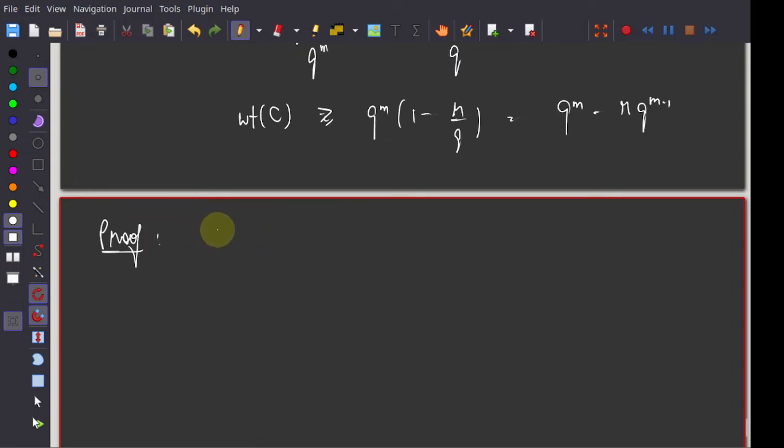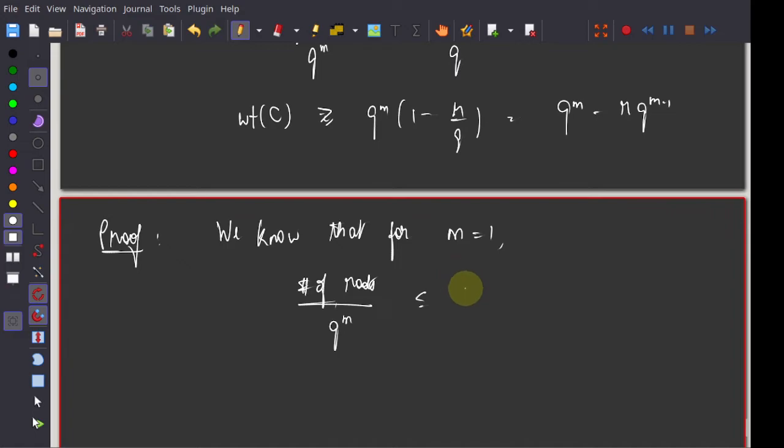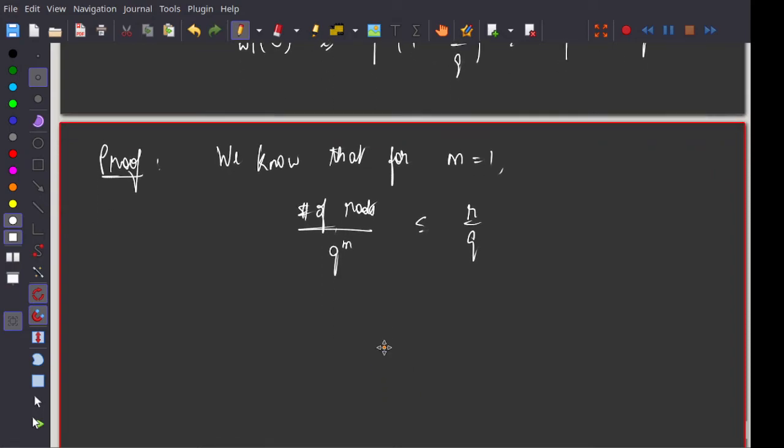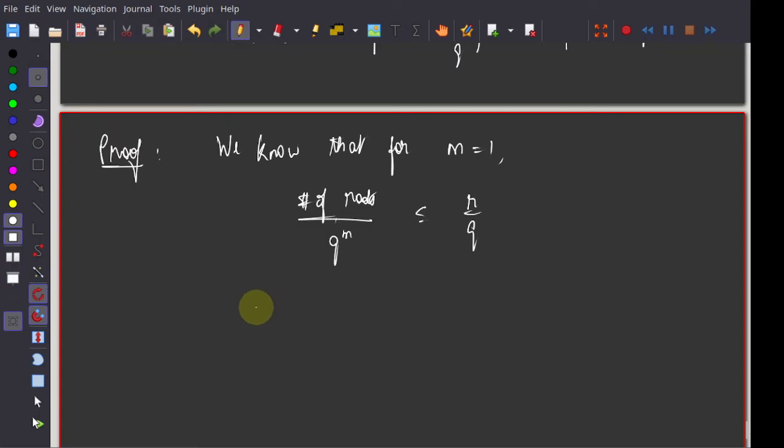So we already know that for m equal to 1, it's a polynomial in one variable. We have the number of roots divided by q, no matter what polynomial it is, as long as it has degree at most r, is less than or equal to r by q. Okay, so I want to generalize this to higher m. So let's try an induction step. Suppose that this is true for all polynomials in m minus 1 variables.